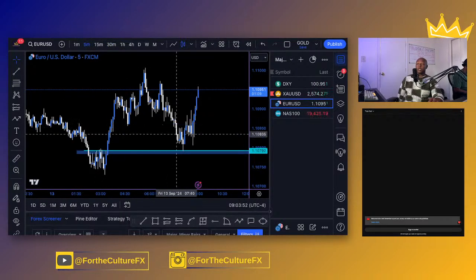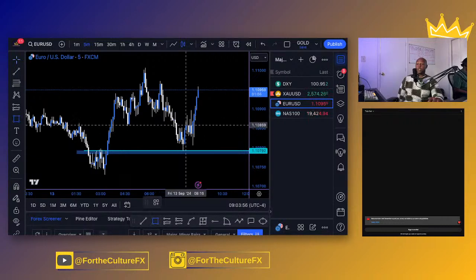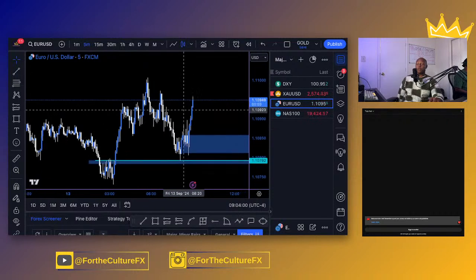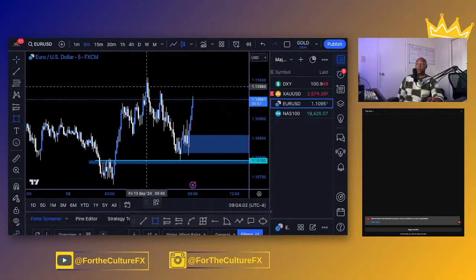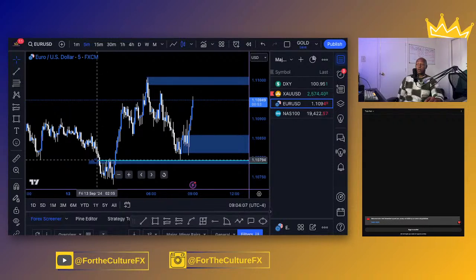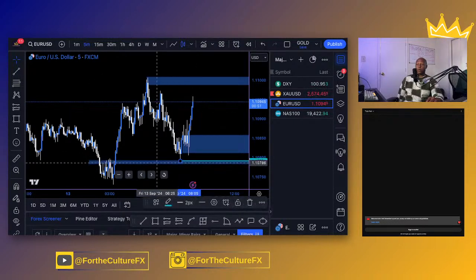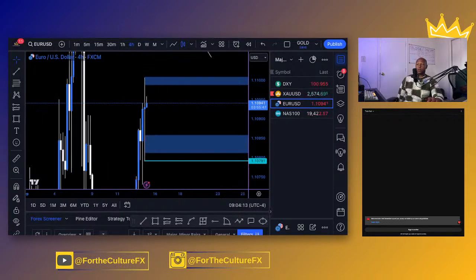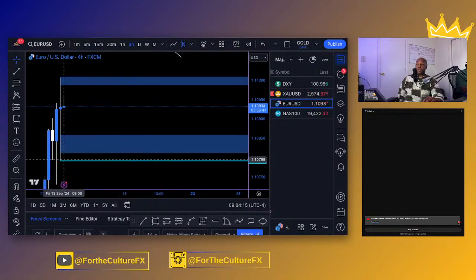So what do I want to see? I want to see a full-on retest back into, let's say, these levels here, for a potential continued move to the upside. And what would that mean? Right here is where we have our 4-hour low. So our previous 4-hour low, if I'm not mistaken. Yeah, so that's our previous 4-hour low.